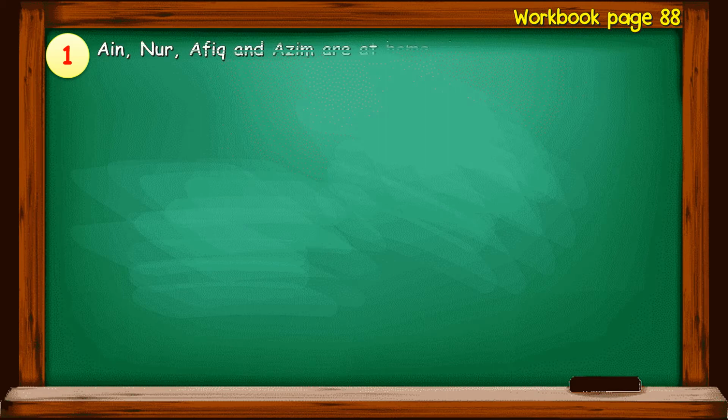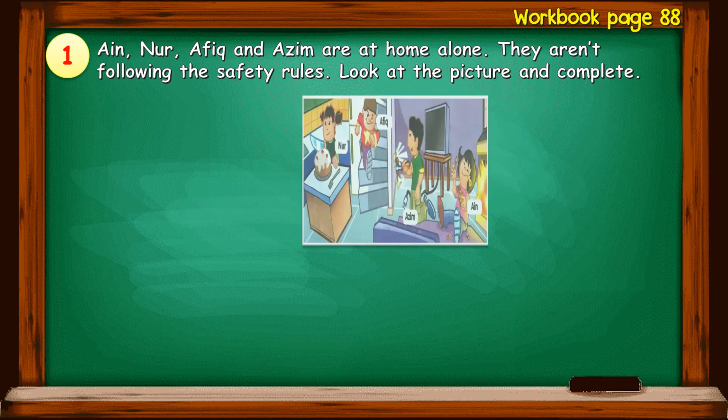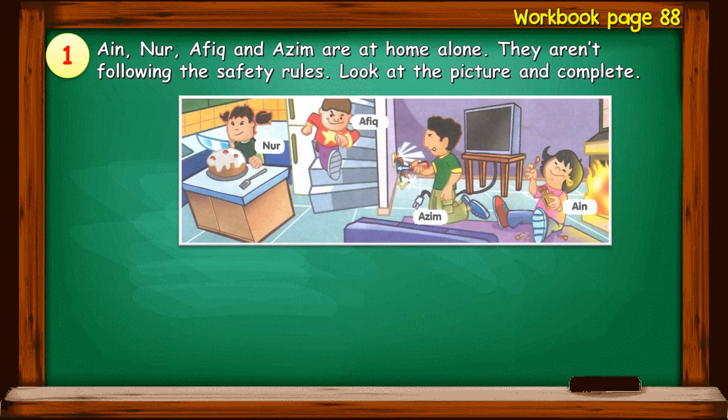Now, we look at workbook, page 88. Number 1. Ain, Nur, Afiq and Azim are at home alone. They aren't following the safety rules. Look at the picture and complete. You are given this picture. You see, there's Ain, Nur, Afiq and Azim. And 5 words. The first is matches.